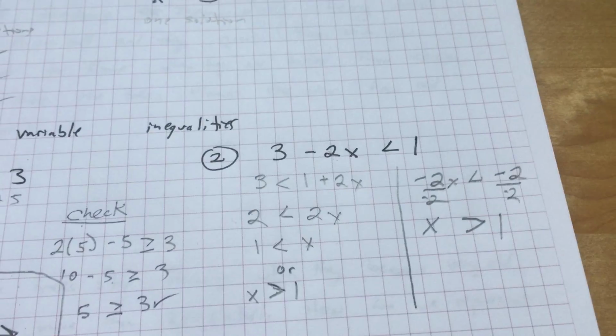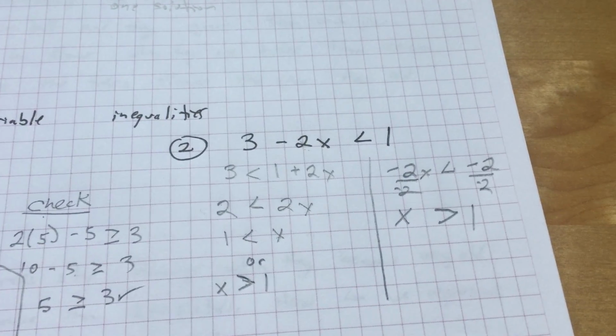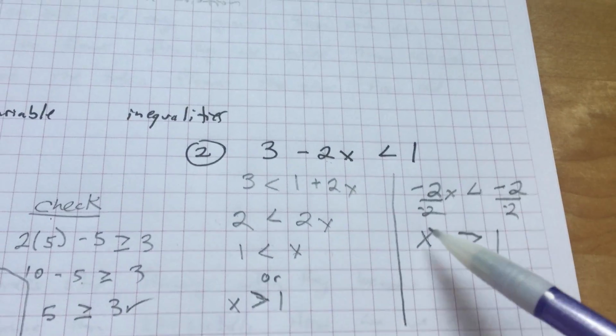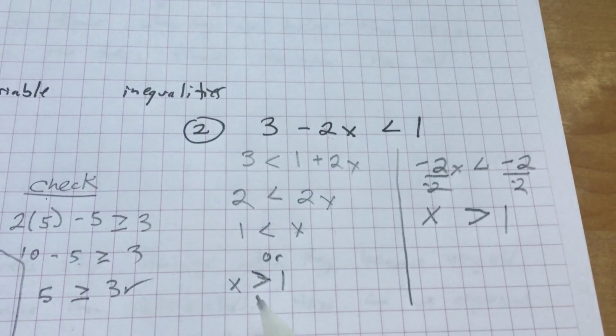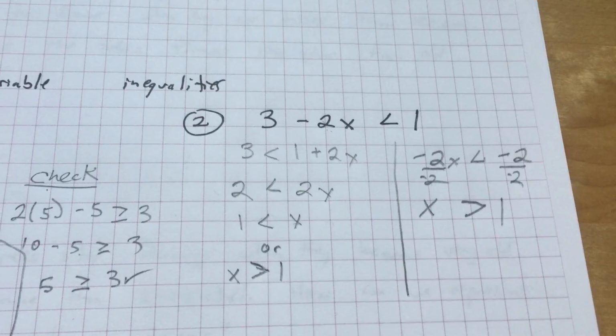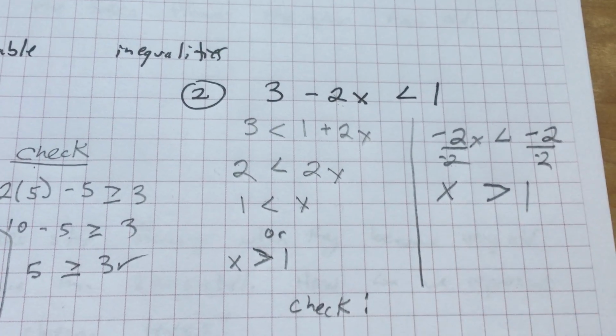Like I said, you don't have to ever divide by a negative number because you can always move your variable to the other side. But when dividing by a negative number, you must flip your inequality sign. So now notice that we got the same answer twice. Obviously, I want to check that this is correct. So here's my quick check.